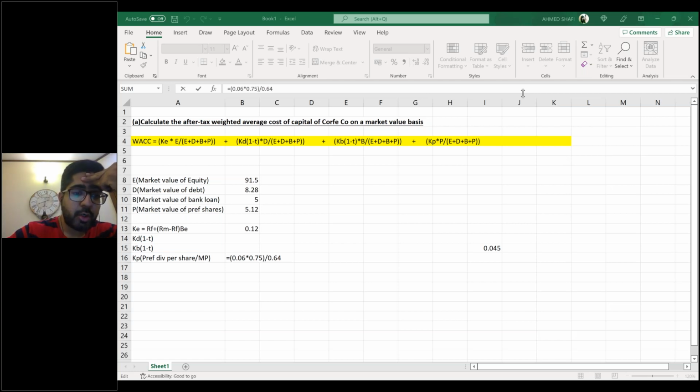Preference dividend per share over market price, that's the formula. The market price of preference share is given as 0.64, and we take that in the denominator. Preference dividend is how much dividend we are paying. The percentage mentioned in the balance sheet is 6%. 6% of what? Always par value. So par value was 0.75, and 6% of par value 0.75 gave you preference dividend per share. Divided by the market price, this gave you KP.